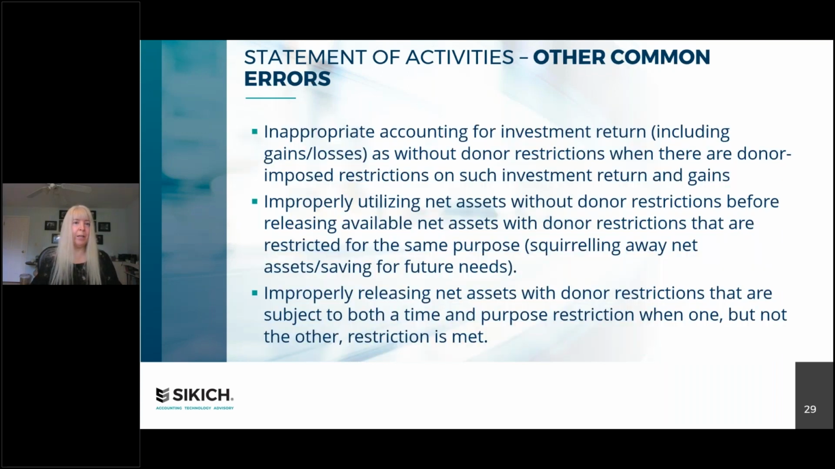Other common errors: inappropriate accounting for investment return as without donor restrictions, if there really were donor restrictions on that return and gains, or improperly releasing net assets from restrictions at the wrong time. So either before the donor restrictions were satisfied or after they were satisfied because you've squirreled them away. So the timing of releasing net assets with donor restrictions is a common error that we see.